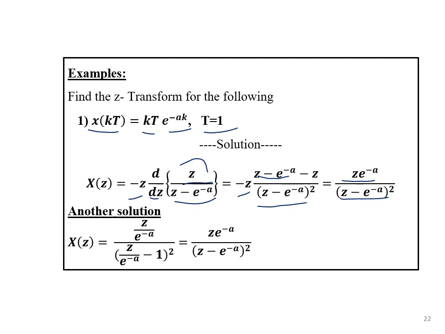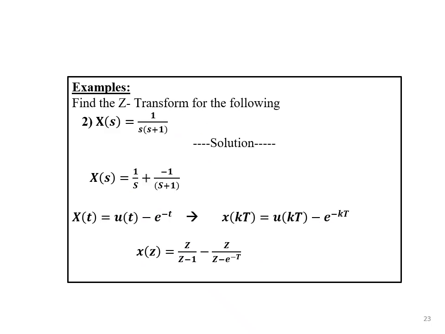Then multiply, or another solution, we can substitute into the equation kt shifted by e to the power negative at, then we get its z transform negative tz divided by z minus 1 all squared, and we substitute every z with z over e to the power negative a, as in this part. Then multiply the numerator and denominator by e to the power negative a squared, then we get z times e to the power negative a divided by z minus e to the power negative a all squared.